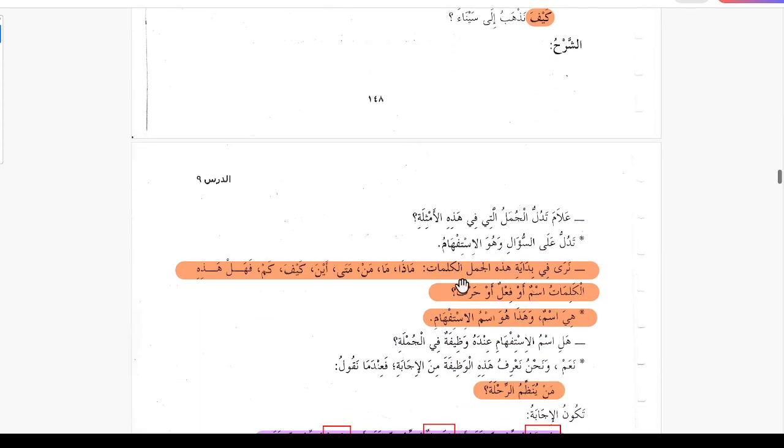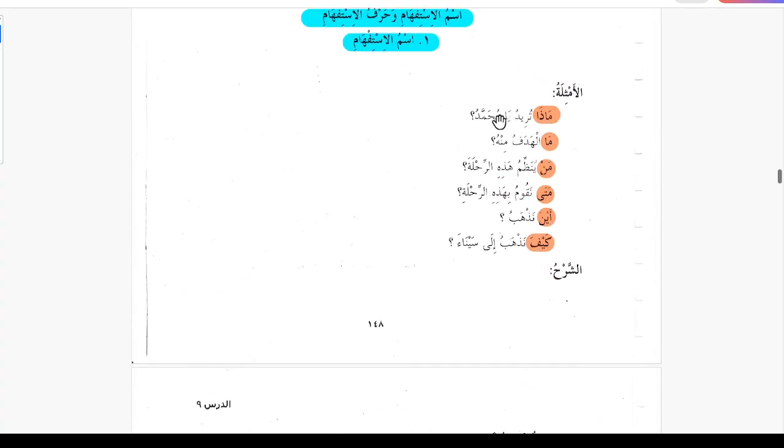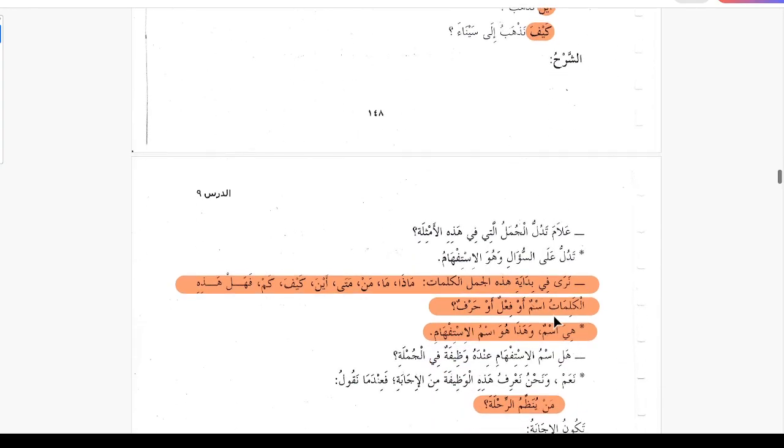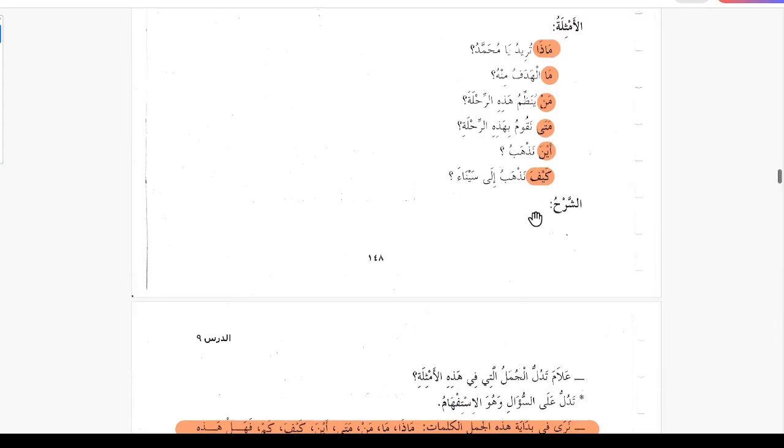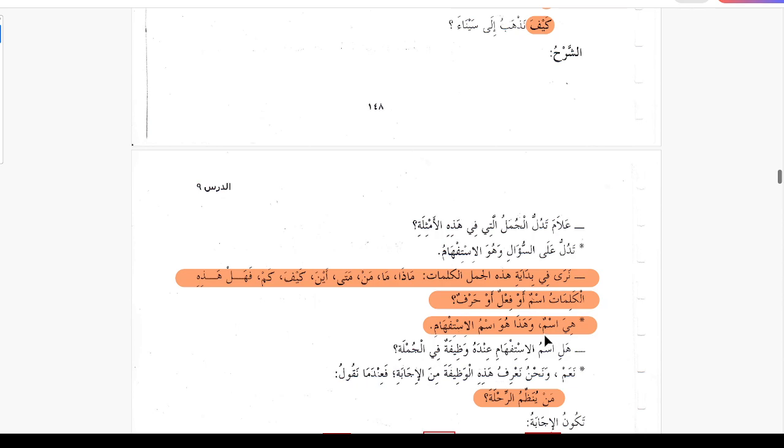We see in the beginning of these sentences some words like maza, ma, man, mata, aina, kaifa, kam. What are these words? Are they ism, fail or harf? Here they are ism, they are nouns. And they are called the noun of questioning, ismul istifham.